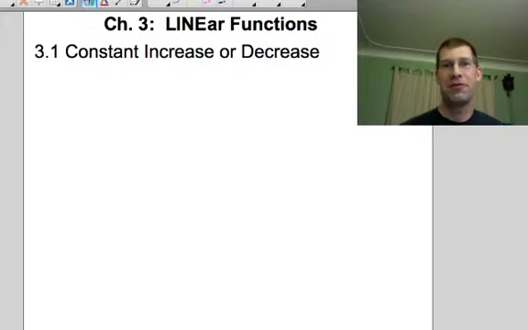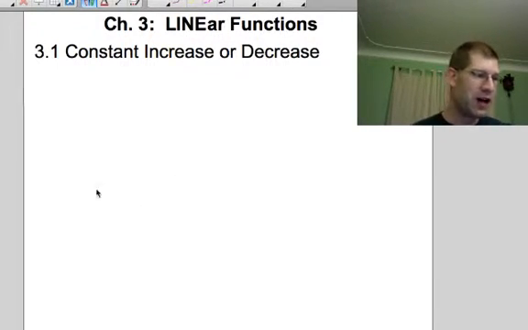3.1, the first section, is constant increase or decrease. It's just a brief introduction, and it's actually a repeat of stuff that you've already done, so it should be a pretty nice section to do.